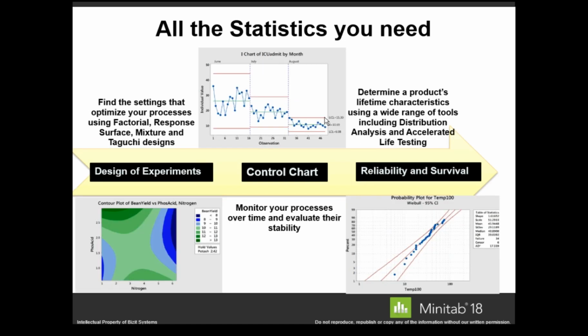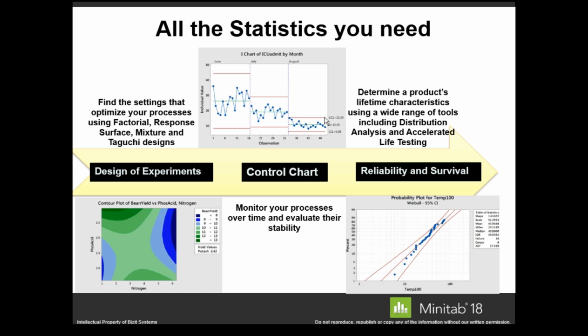And then also we have design of experiments, or DOE. So you can find out the settings that optimize your process. Maybe you want to use factorial design, full factorial design. Maybe you want to use Taguchi method design. You want to mix your design of experiments. Also, we have control charts where you want to monitor your process over time and evaluate your stability.